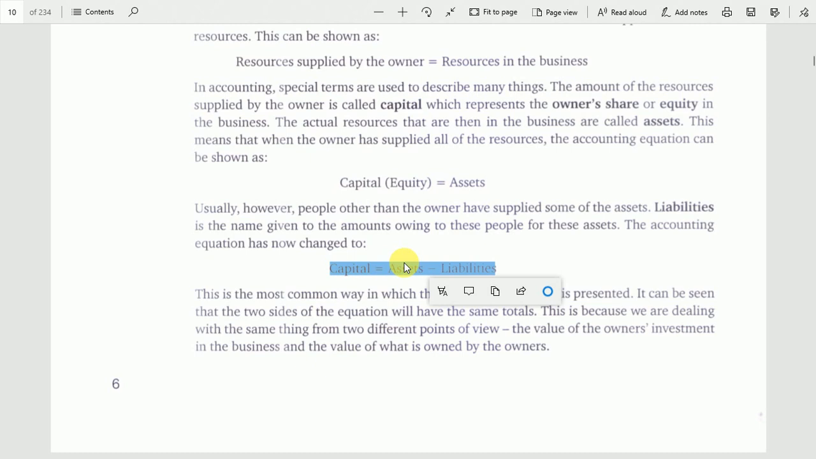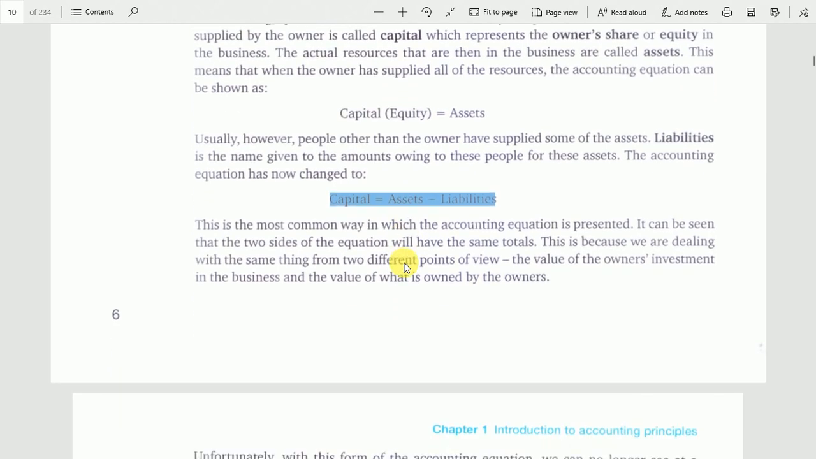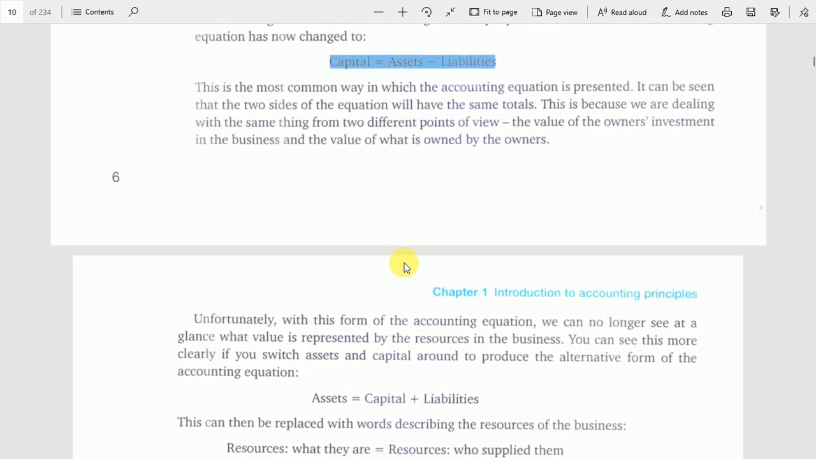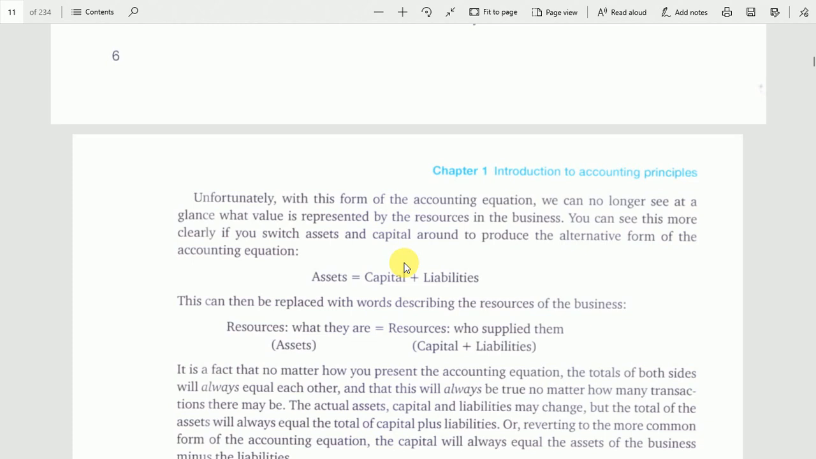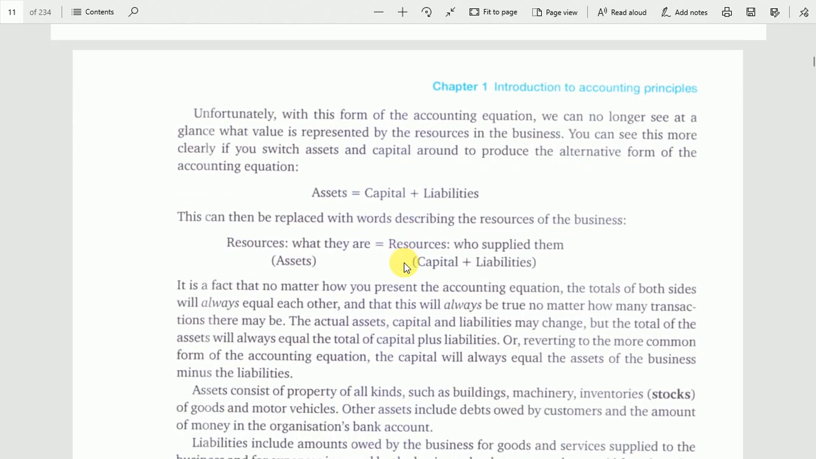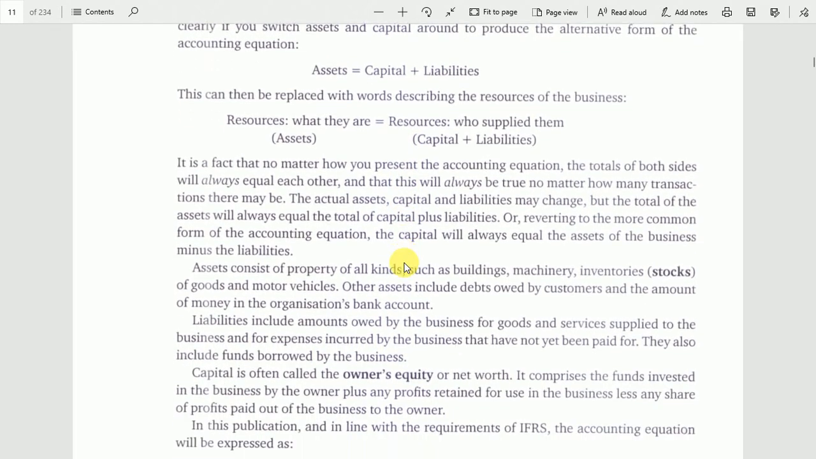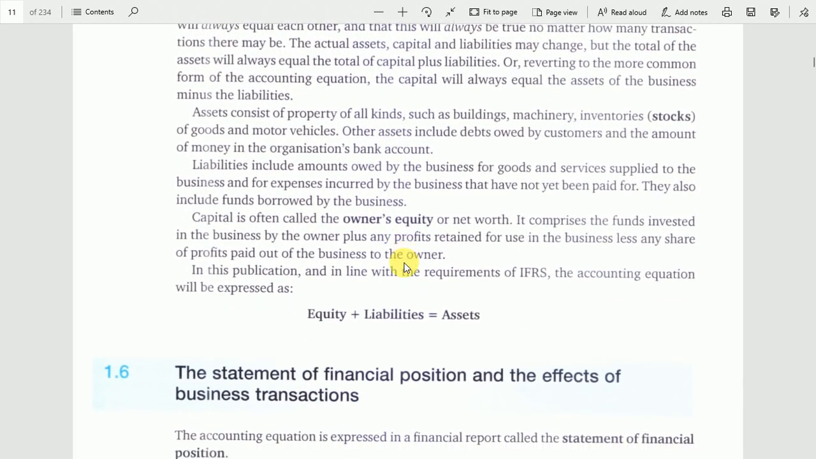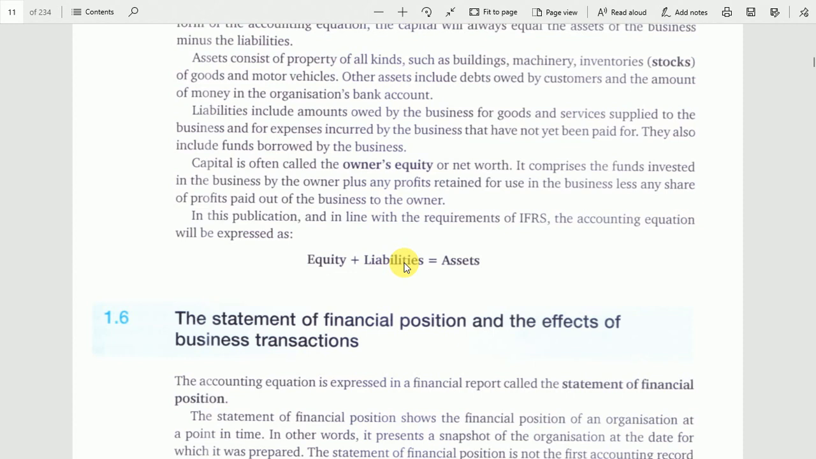Again, assets are of two types: current assets and non-current assets. Similarly, liabilities are of two types as well: current liabilities and non-current liabilities. We will go into detail in a later chapter, but for now, capital is equal to assets minus liabilities. This is what we call the accounting equation, and we will see how the accounting equation is impacted by each and every transaction a business makes over the year.